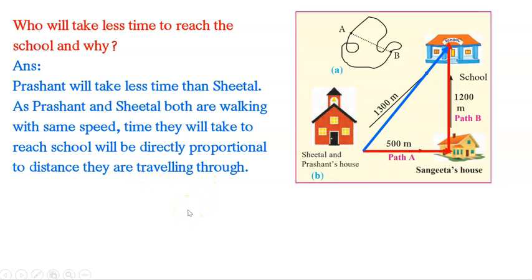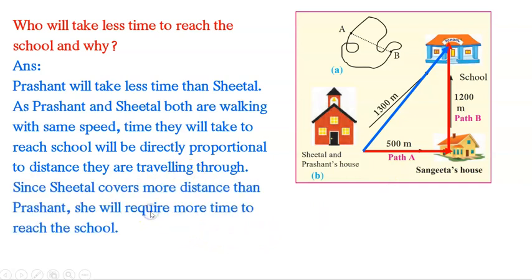Okay. How much distance does Prashant cover? 1300. But how much distance does Sheetal have to cover? That is 1200 meter plus 500, that is 1700 meter. Okay, what is the speed of both of them? It is the same. Since Sheetal covers more distance than Prashant, she will require more time to reach the school. Okay.